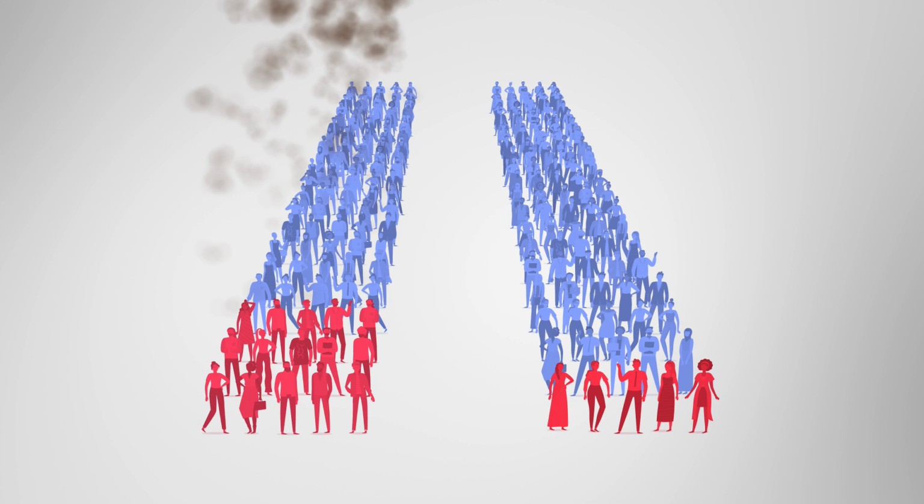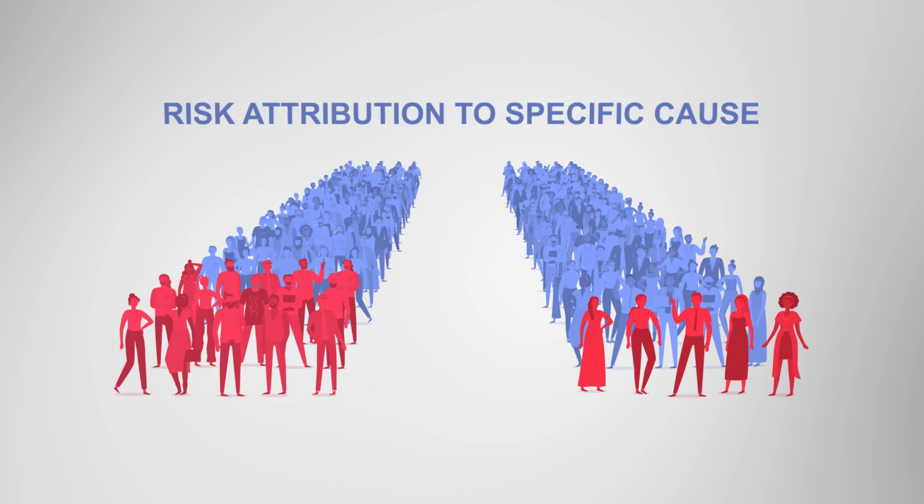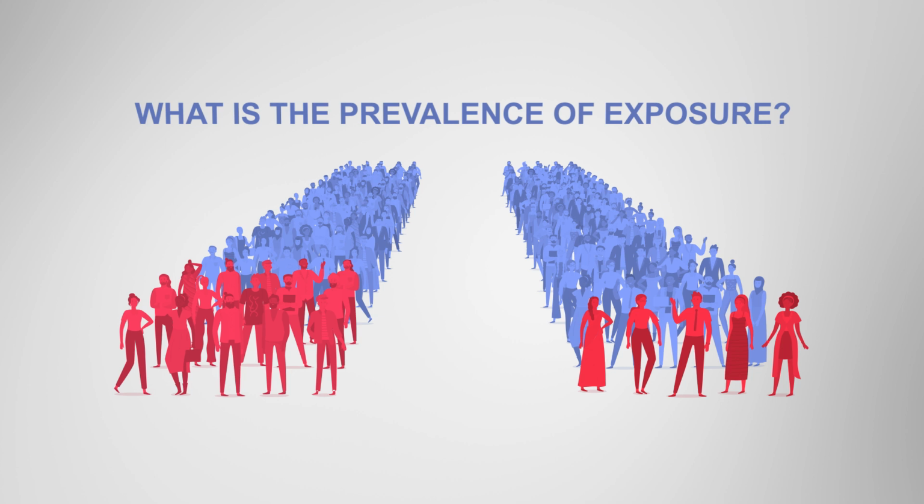So let's say we are capable to remove air pollution, what would be that benefit? And that's where the population attributable risks and the population attributable fraction come in, where we are not interested anymore in this relative risk, but in fact in the risk attribution to a specific cause. So it's the attributable risk, as the name already says. And that number, of course, depends on the relative risk, but the other very important factor is how many people are exposed to the risk factor. So what is the prevalence of exposure?